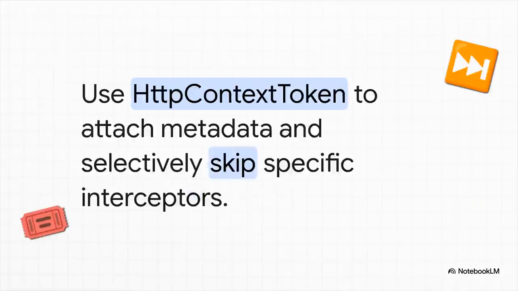Finally, what if you have a global rule but you need an exception? Say you have a global loading spinner interceptor, but you have one specific background polling request that definitely shouldn't trigger the UI to spin. You can bypass logic by using an HTTP context token. This allows you to attach custom metadata right to the request when you make it in your component. Your interceptor can then read that token, realize it says skip loader, and simply pass the request along without triggering the spinner. It gives you incredible granular control over your global middleware.